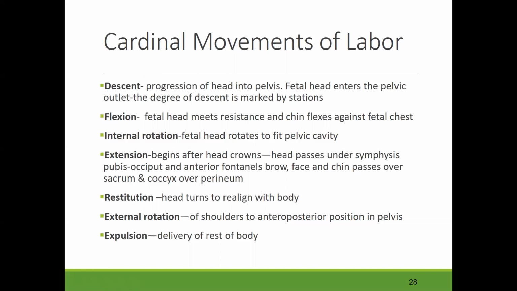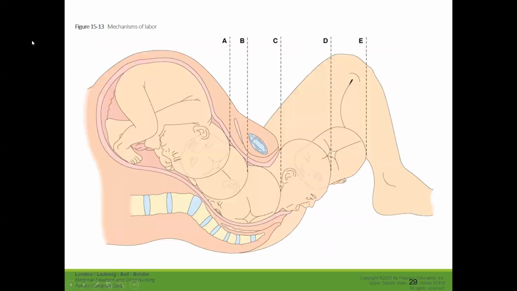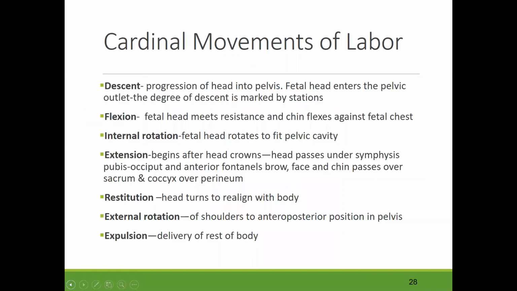Next, so kind of move ahead. So baby has come down and its head is turned sideways. So now babe went from facing mom's spine to facing mom's side. Now next is flexion, in which the fetal head meets resistance from the soft tissues of the pelvis and the muscles of the pelvic floor and cervix, and then the chin flexes against the fetal chest. So now it tucks its head down in, and that's how we get the back of the head presenting.